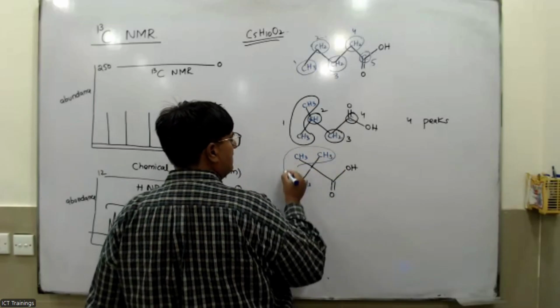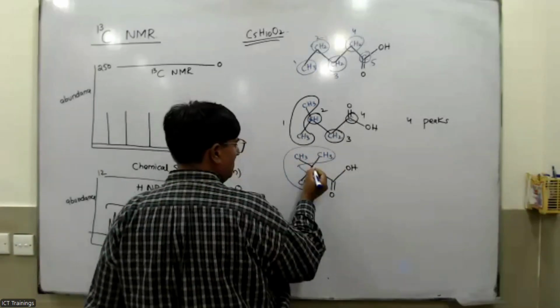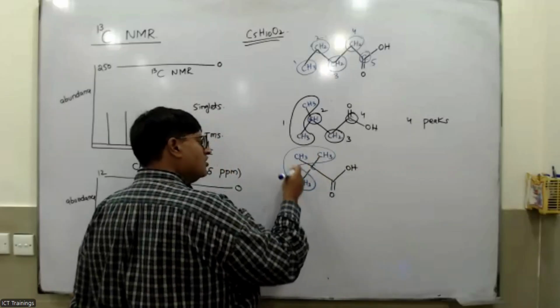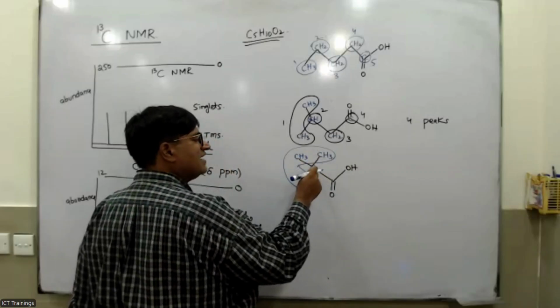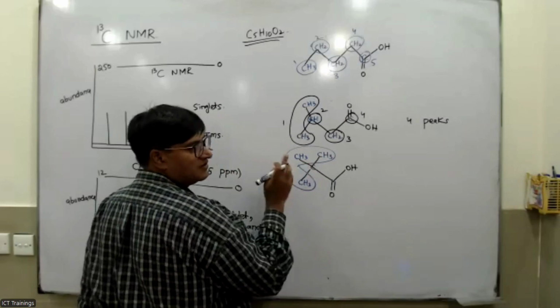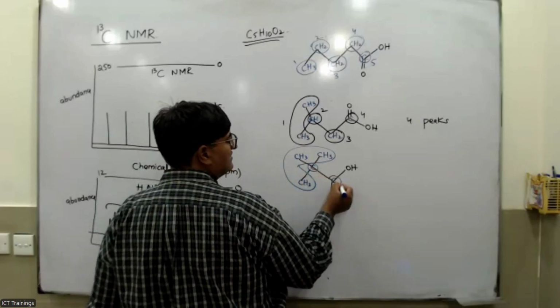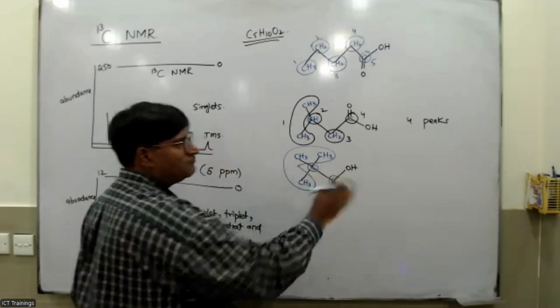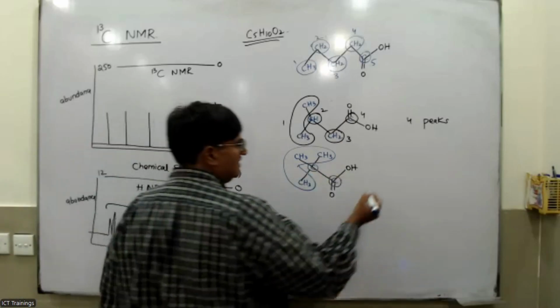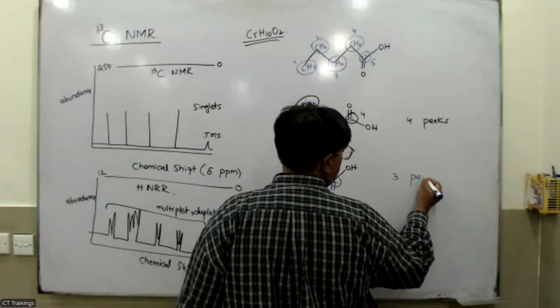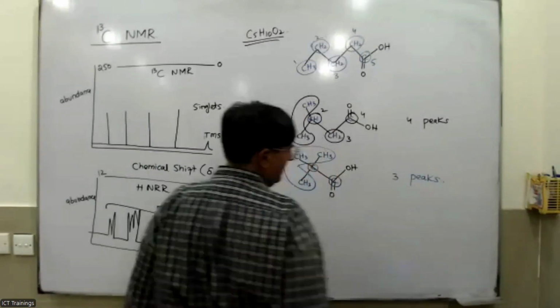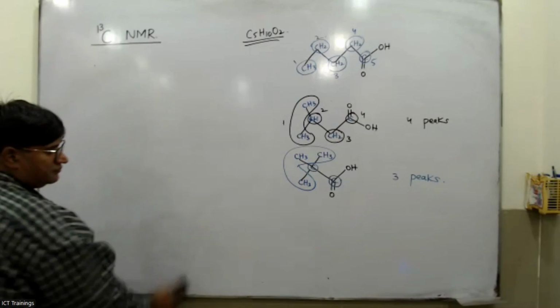So these three carbons are present in the same environment because all of these CH3 groups are attached with the same neighbor carbon. Okay, this is the second environment, and this carbon, that is the third environment. So it will form three peaks on the carbon 13 NMR. Okay, everyone got it, guys?